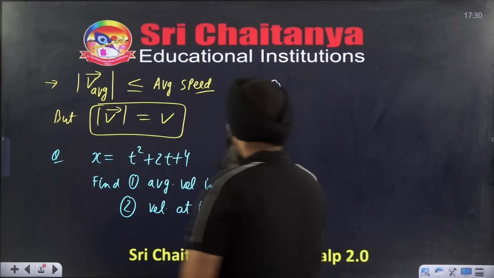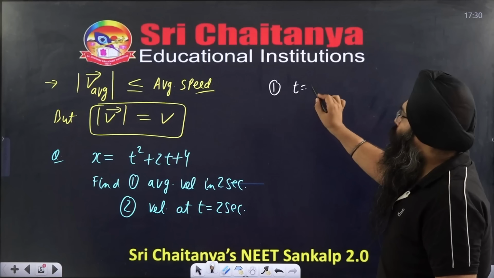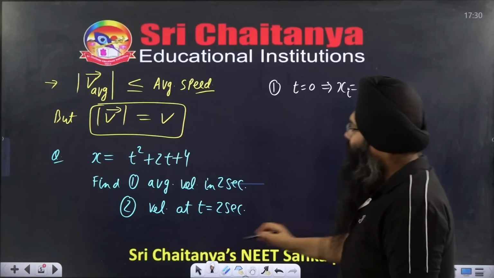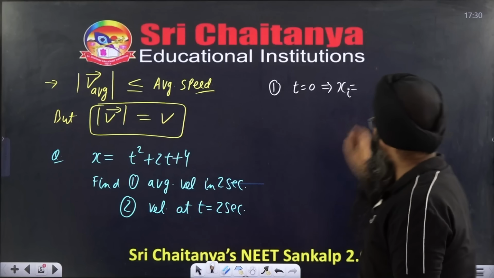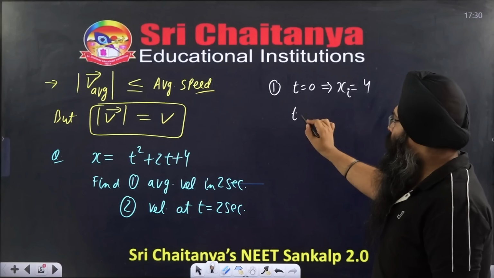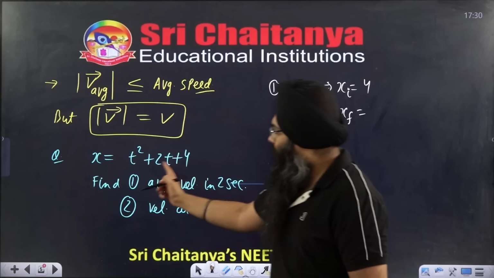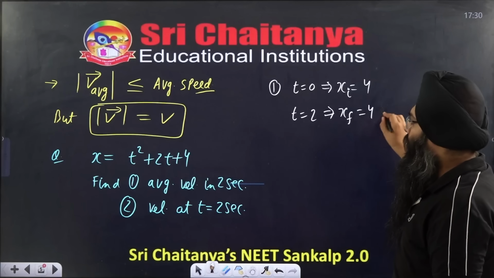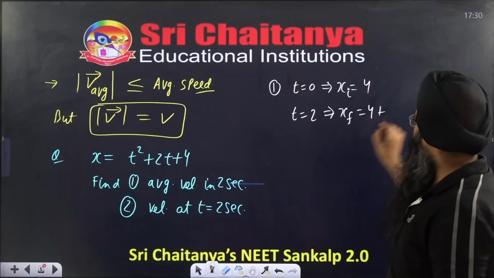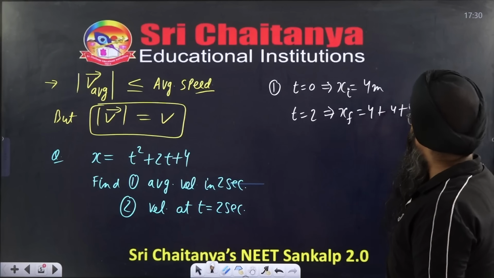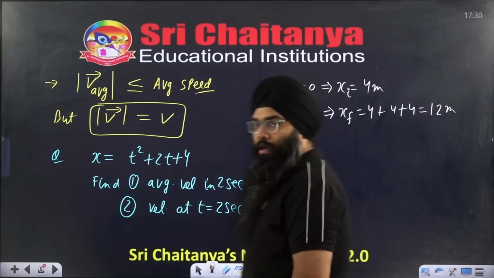So for the first case, at t equals to 0, you will find the value of x. This will be x initial. Put t equals to 0 here, x initial will be equal to 4. At t equals to 2 second, x final will be how much? It will be 4 plus 2 multiplied by 2, that is 4 plus 4. So you will get 12 meter. So x initial is 4 meter and x final is 12 meter.